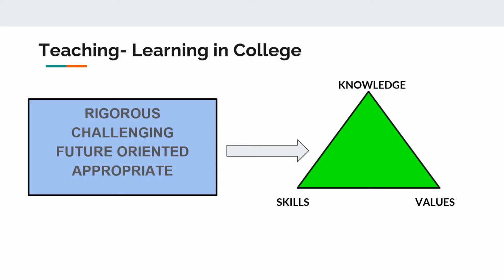The curriculum and the teaching learning process at any level has to be rigorous, challenging, future-oriented, and appropriate for that level. And it must become more rigorous and challenging as we move up. At the end of every level, we are expected to come out with certain learned behaviors, a certain level of knowledge, skills, and values, which will give us the confidence to face the next stage in our life.